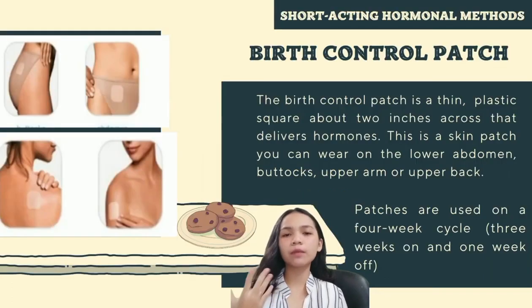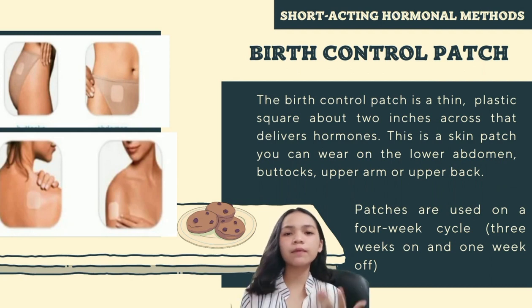Next one, we have the birth control patch. Just like the combined pill, it has two hormones, estrogen and progestin, that stop the ovaries from releasing eggs. It also thickens the cervical mucus, which keeps sperm from getting to the egg. So it's easier to use compared to pills.